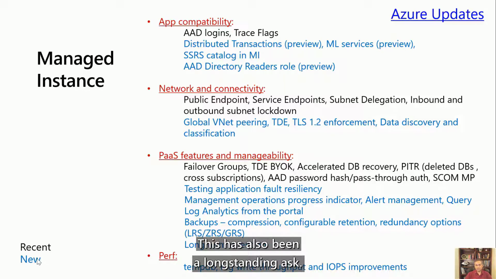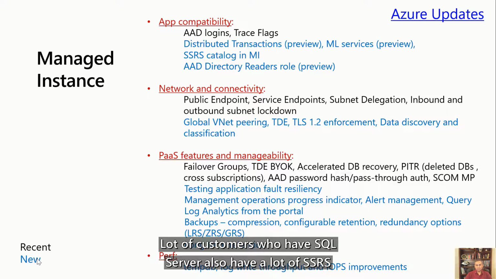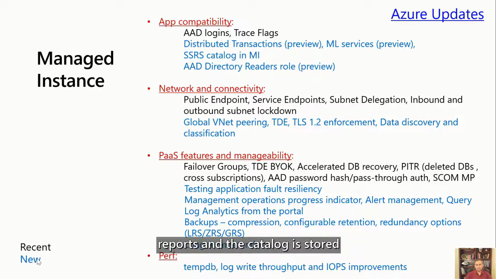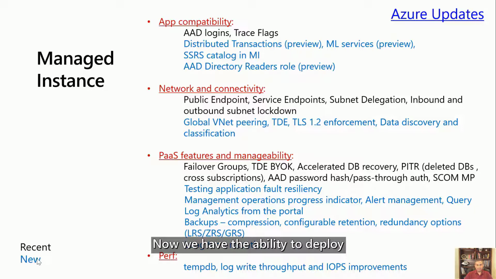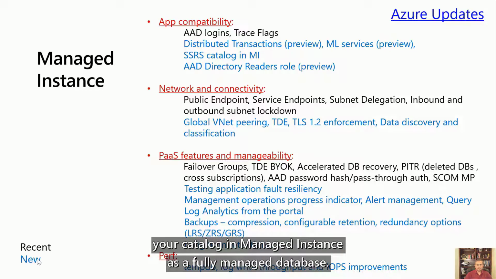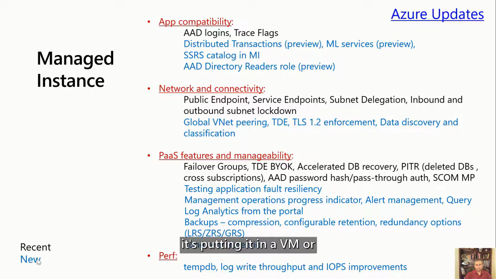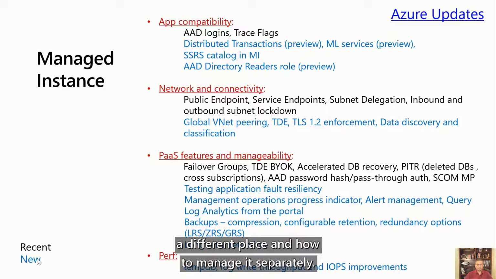The third one in this category is support for SSRS catalogs. This has also been a long-standing ask. A lot of customers who have SQL Server also have a lot of SSRS reports, and their catalog is stored in their SQL Server database instance. Now we have the ability to deploy your catalog in managed instance as a fully managed database, so that way you don't have to worry about putting it in a VM or a different place and managing it separately.